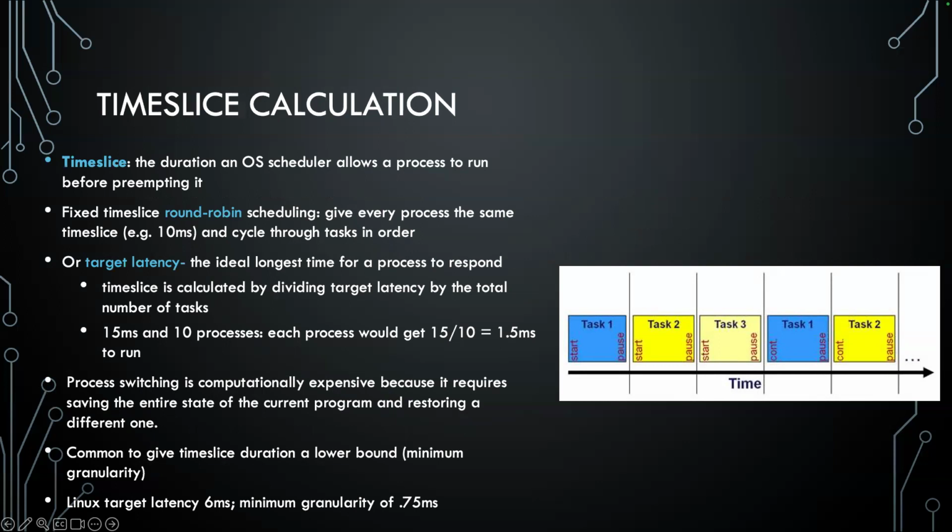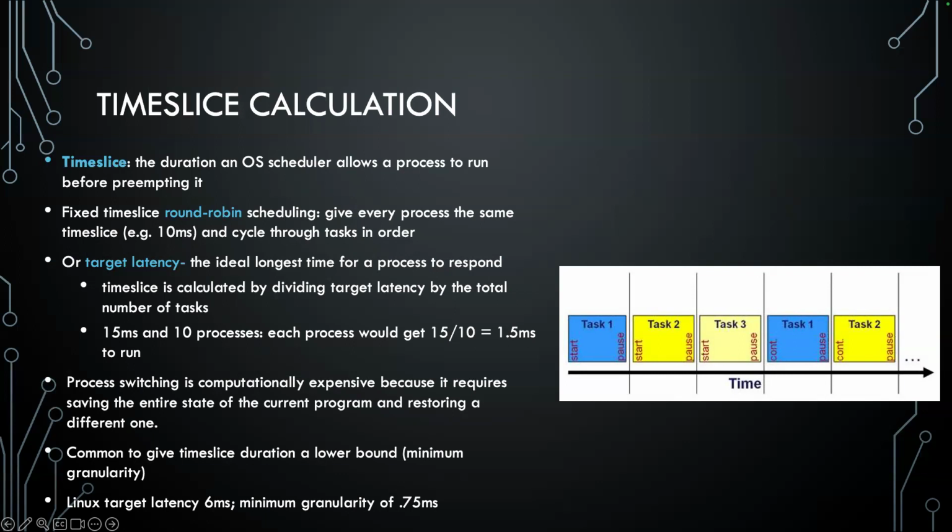So there's two primary ways of doing time slice calculation. The first is going to be round robin. So that's just like every process is going to get the same time slice, 10 milliseconds, right? Which is going to keep going and then start at the beginning again.